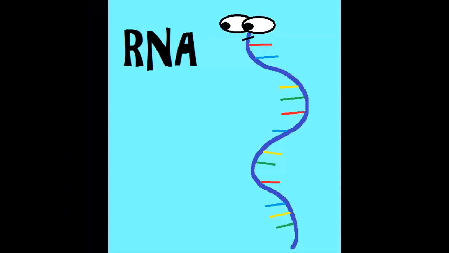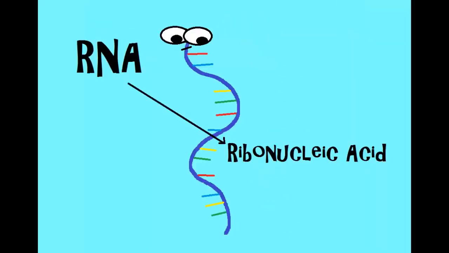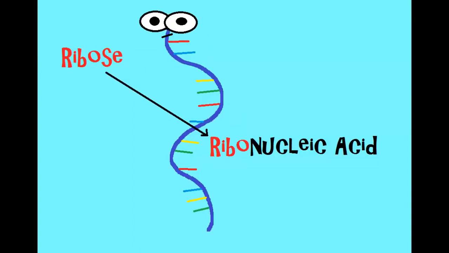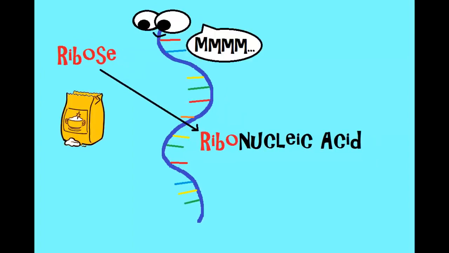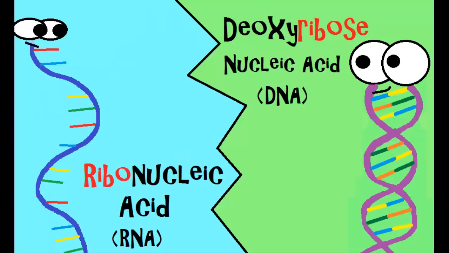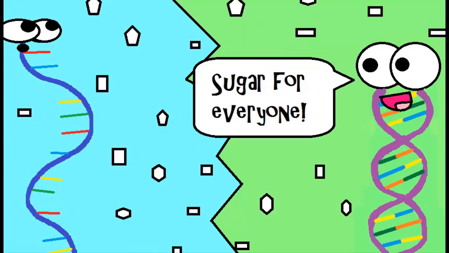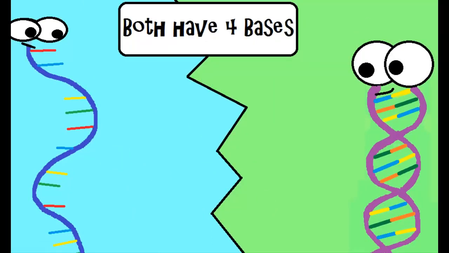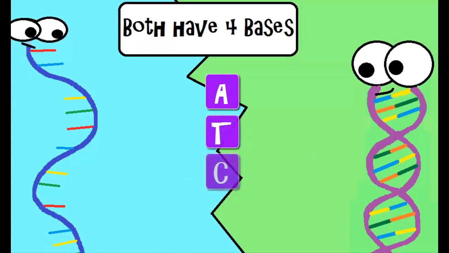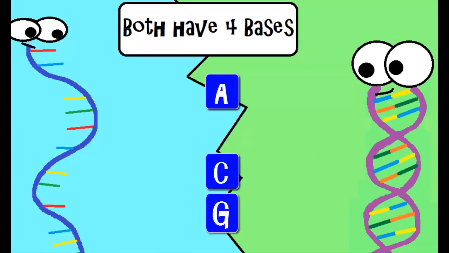RNA, on the other hand, stands for ribonucleic acid. The ribo, that's actually part of ribose, which is a sugar. So just like DNA had deoxyribose, RNA has ribose. They both contain a sugar. RNA also has four bases. Remember in DNA, they were A and T, C and G. Well, in RNA, you have all the same bases except for one.